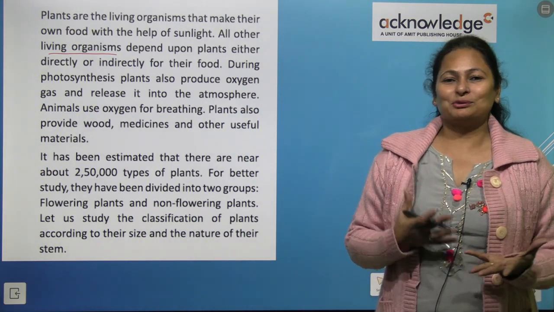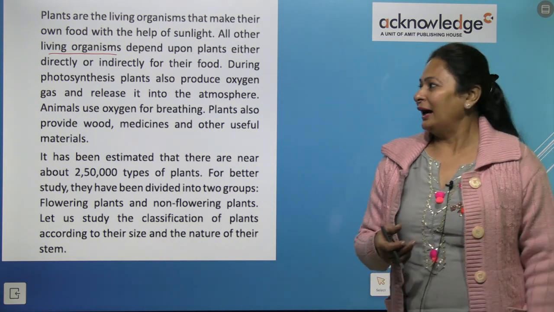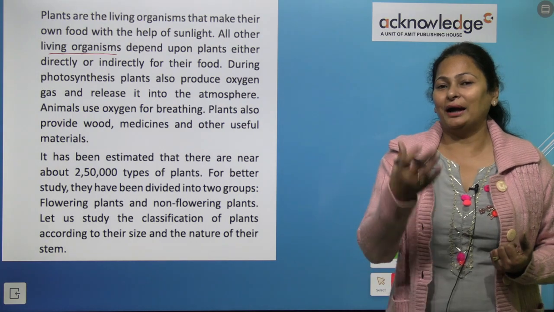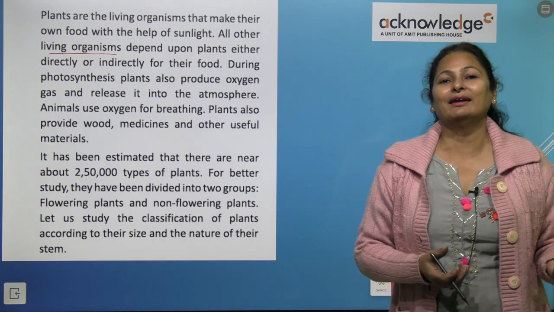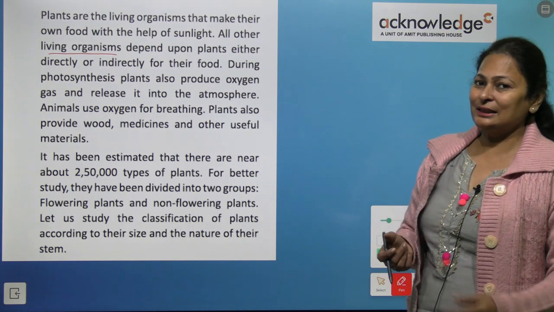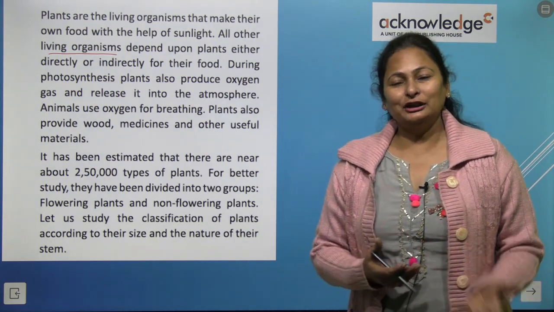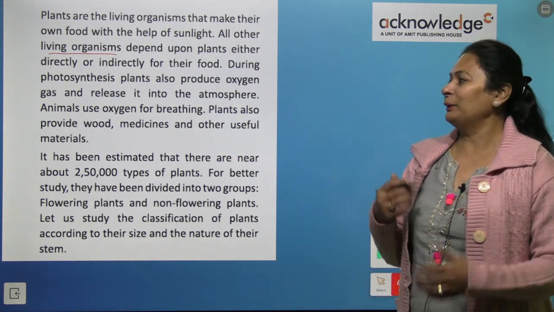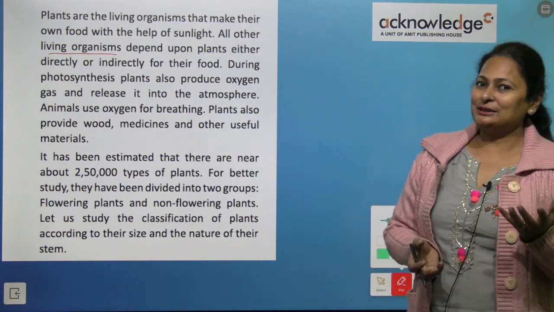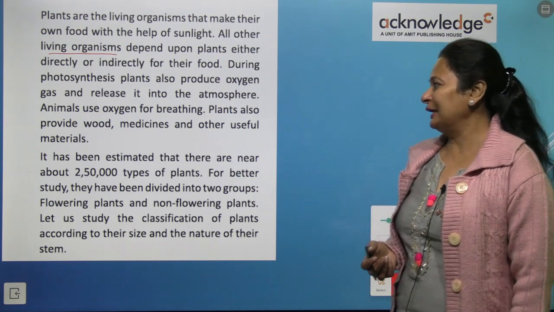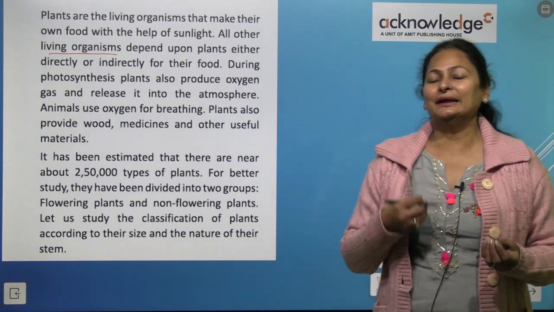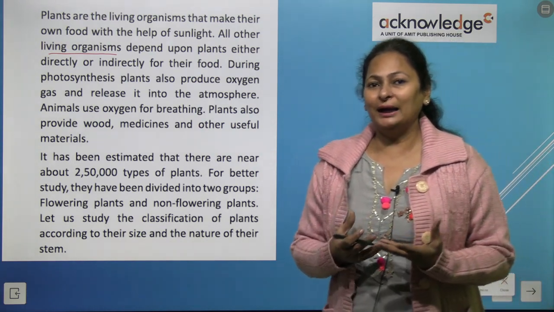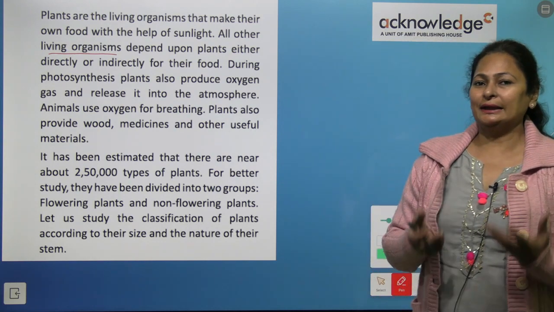They also release oxygen gas while doing photosynthesis, and this is useful for us. We exhale carbon dioxide; plants consume the carbon dioxide and release oxygen gas, which is beneficial for us, right? Animals use oxygen for breathing. Plants also provide so many things like wood, medicines and other materials. We have learned what we get from plants, so we will not discuss it in detail here.